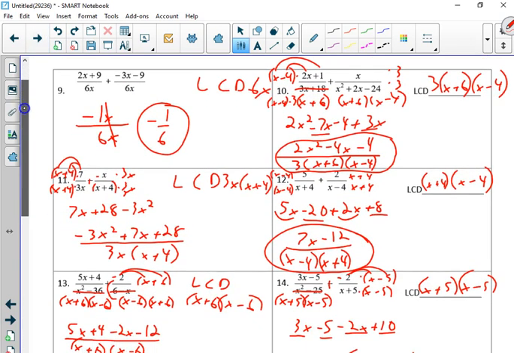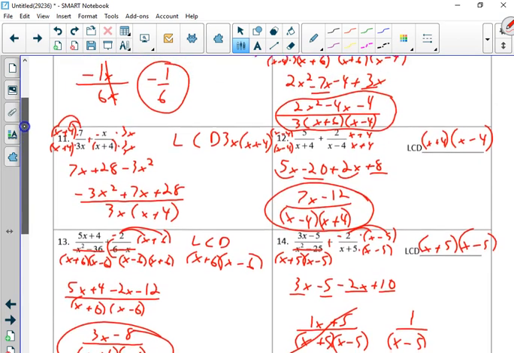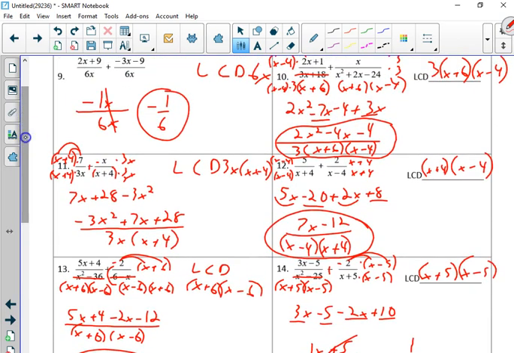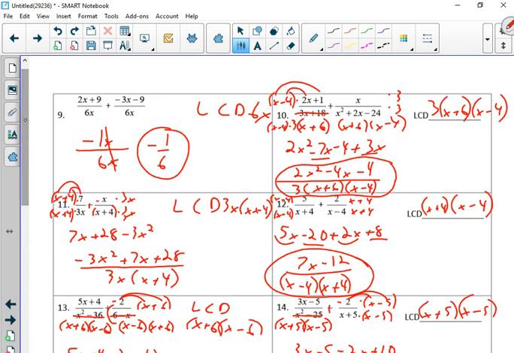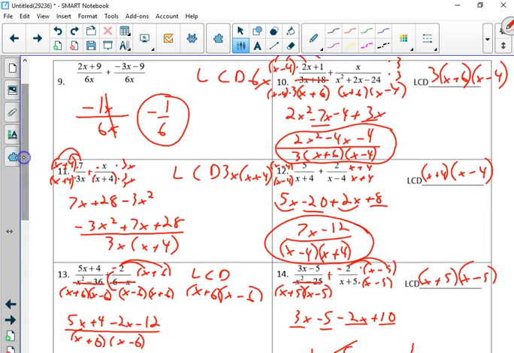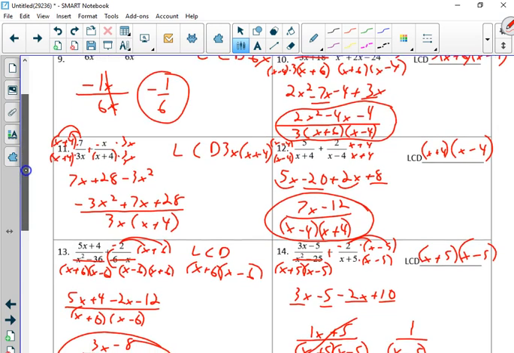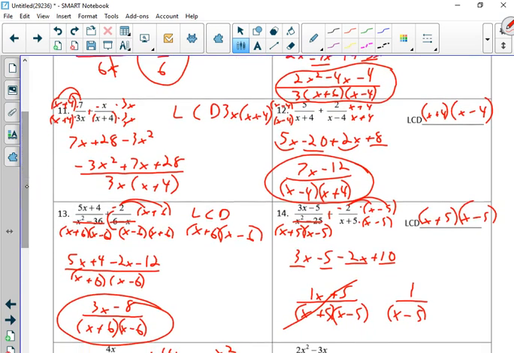For 9 through 14, remember, we need an LCD. You need a common denominator to add and subtract fractions. So find out after you factor what the LCD would be, and then ask yourself, what do I need to make each denominator match the LCD? And then multiply by that, top and bottom. Remember, like on number 11, if you have a plus on a subtraction problem, or number 14, change it to addition and move the negative to the top.